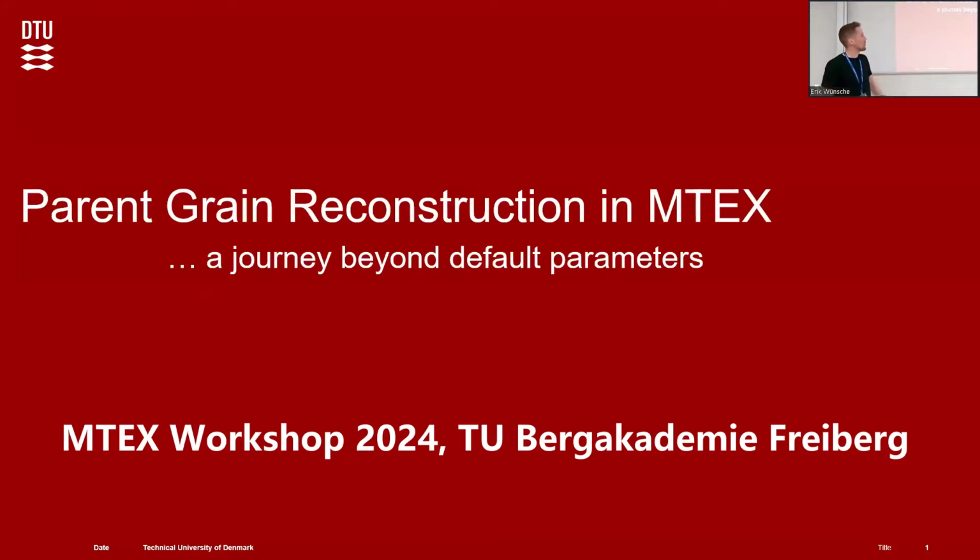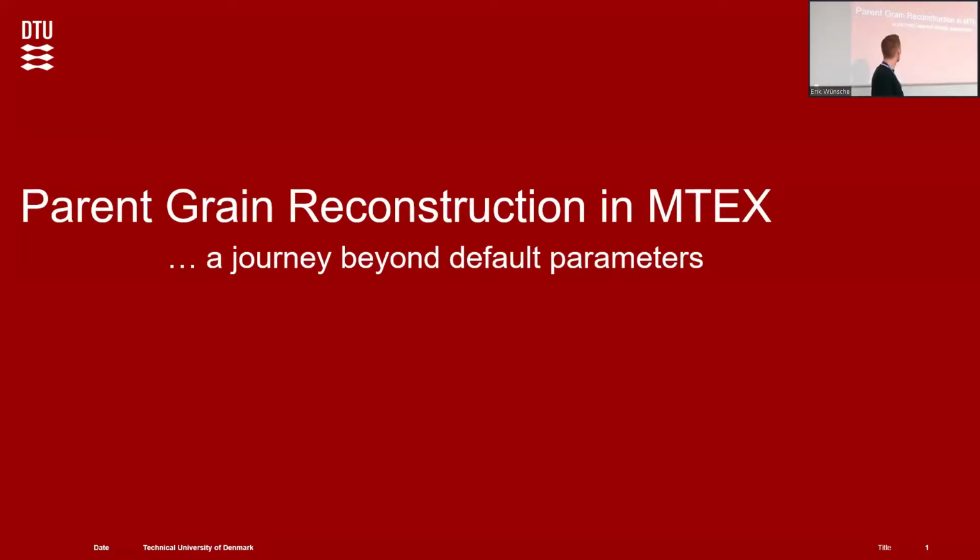I will talk about parent grain reconstruction again, but this year is not so much about yet another algorithm, but more about the existing algorithm. We notice that a lot of you might be using this with parameters that are taken as default parameters. I would like to put some light on the fact that there are parameters that we can tune towards the microstructure we're looking at, and we can significantly improve the parent grain reconstruction by looking at this.